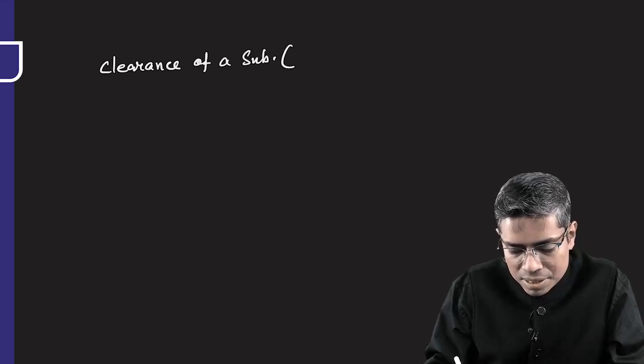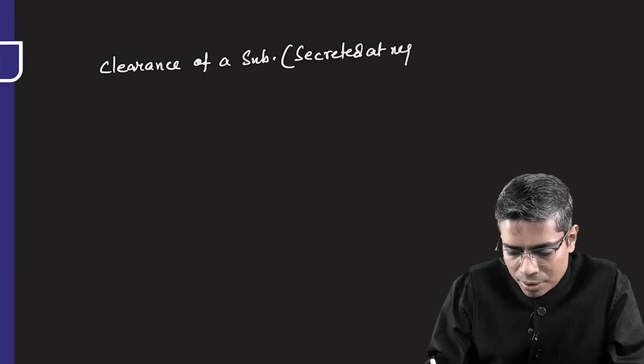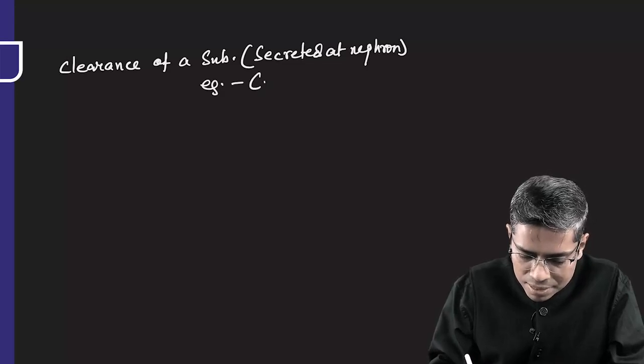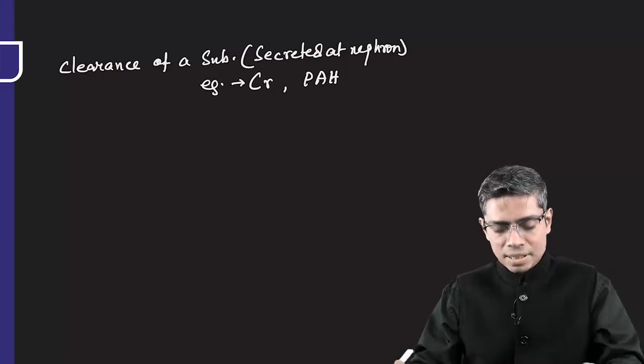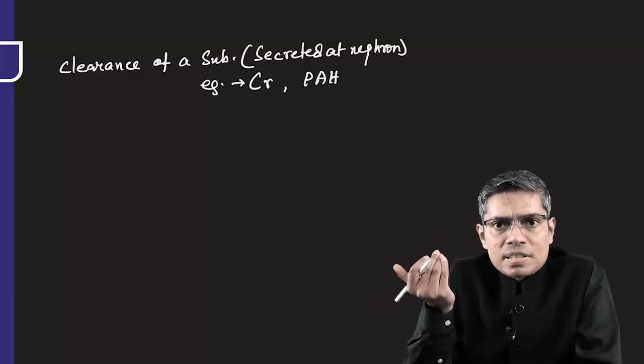Now, what is the property of all these, inulin, EDTA or DTPA? They are freely filterable substances, but no secretion, no absorption. Now I am measuring the clearance of a substance which is secreted at the level of the nephron. Such substances we have already discussed. An example is creatinine. Not only that, para-aminohippuric acid. These are the substances which are secreted at the level of the nephron. Potassium is also secreted depending on your potassium state in the body.